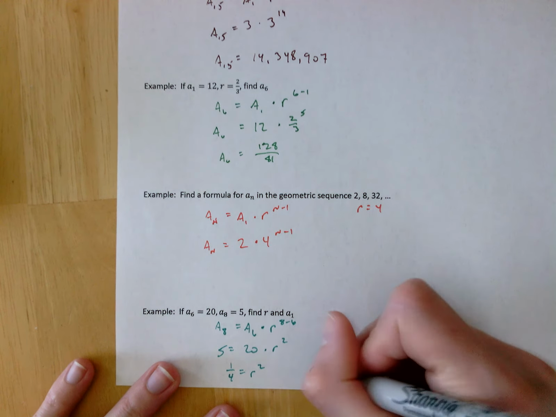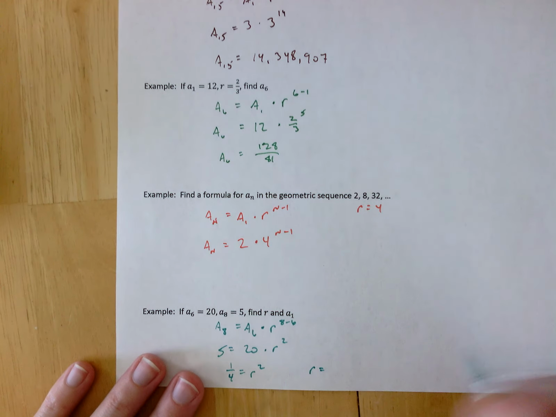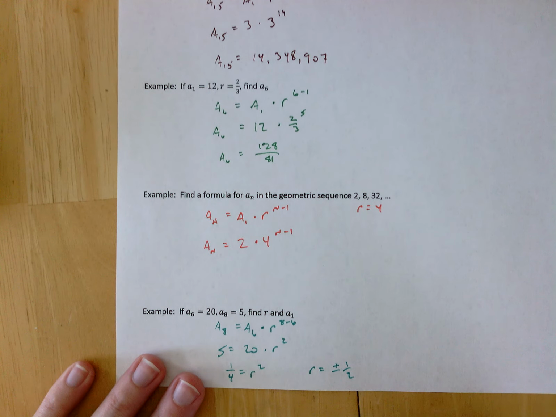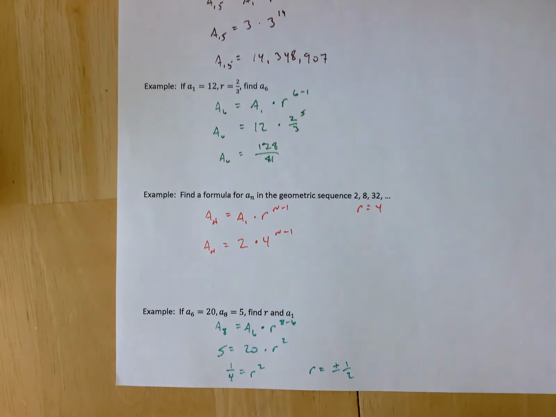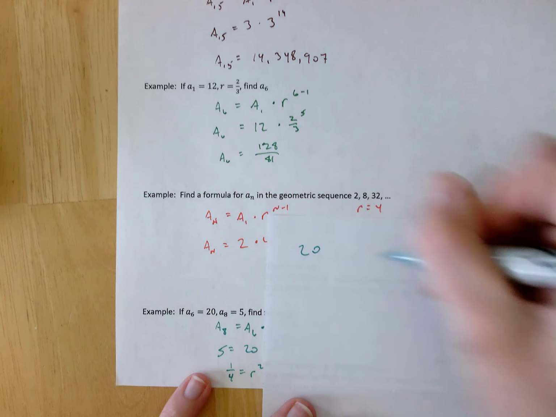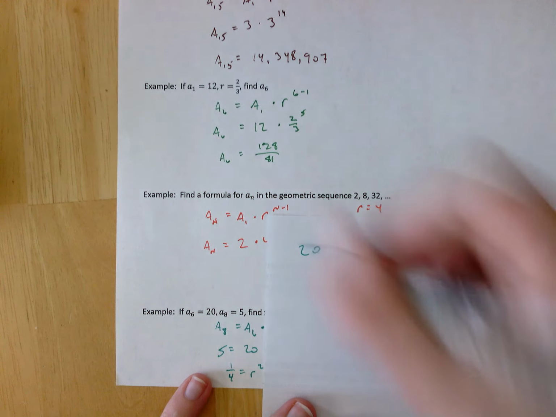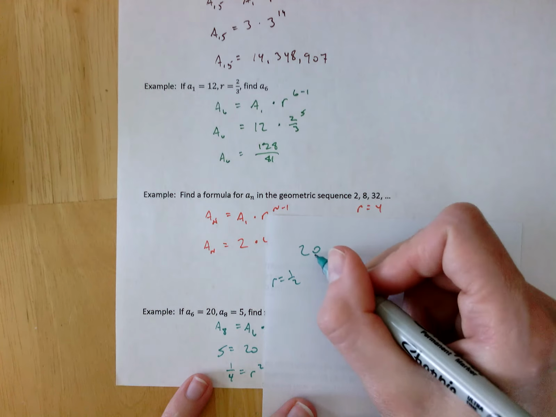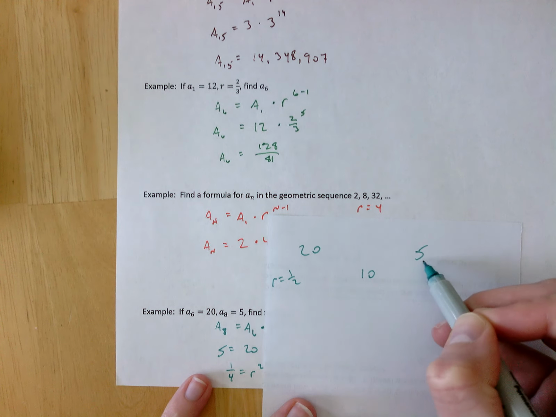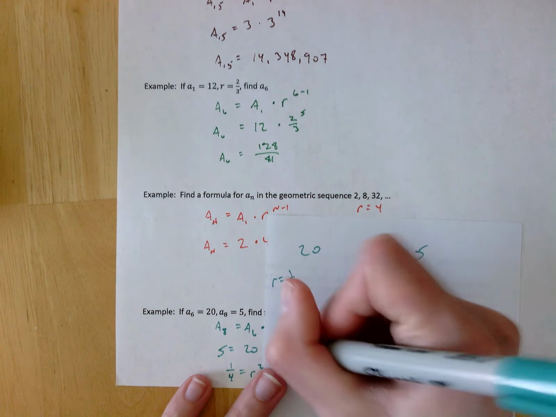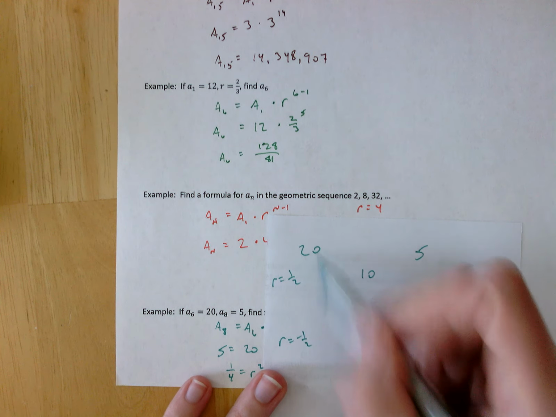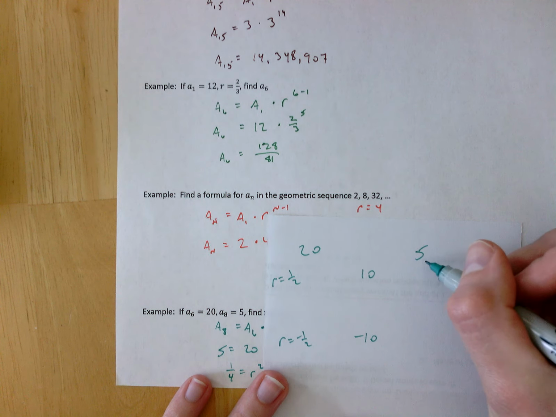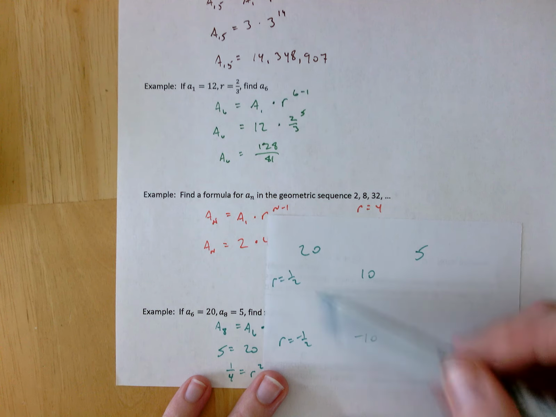And then when I square root both sides, be careful because the square root of 1/4 is not a half, right? Positive or negative half. Well, that's interesting. Positive or negative. Let's think about that for a second. So I'm starting with 20 and I'm ending with 5. If I use a common ratio of 1/2, 20 times a half would get me to 10, and 10 times a half would get me to 5. So that works, okay? If I used a common ratio of negative a half, 20 times negative a half is negative 10, and negative 10 times negative a half still gets me to 5. So that would work. So either one of these is possible.